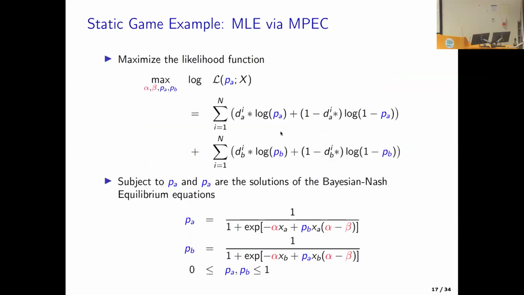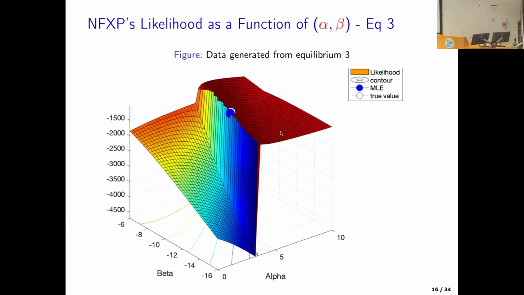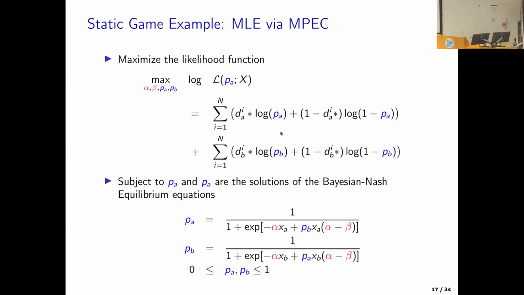Okay, so let's look at something else. Now we know the problem is really hard, and I think you will also understand why people then do something completely different. That was just maximum likelihood with the nested fixed point algorithm, and here is the same problem, but formulated in terms of these Bayesian-Nash equilibrium equations as a set of constraints.